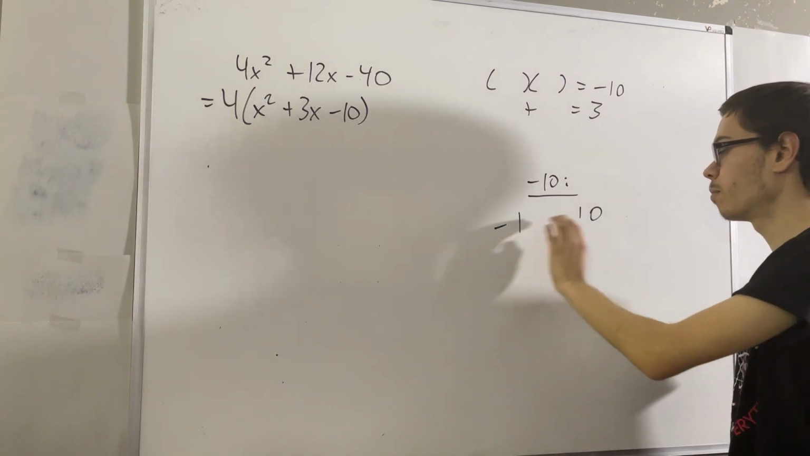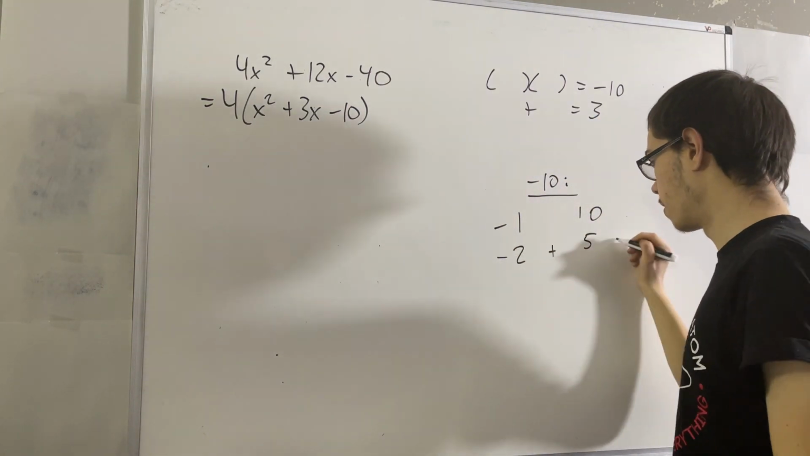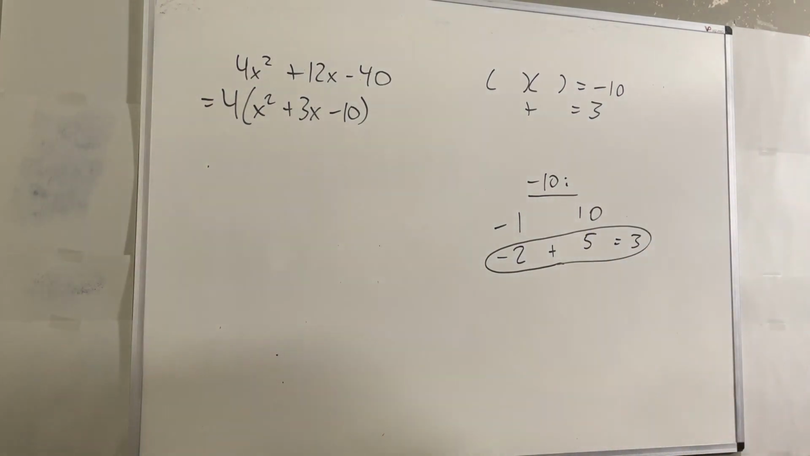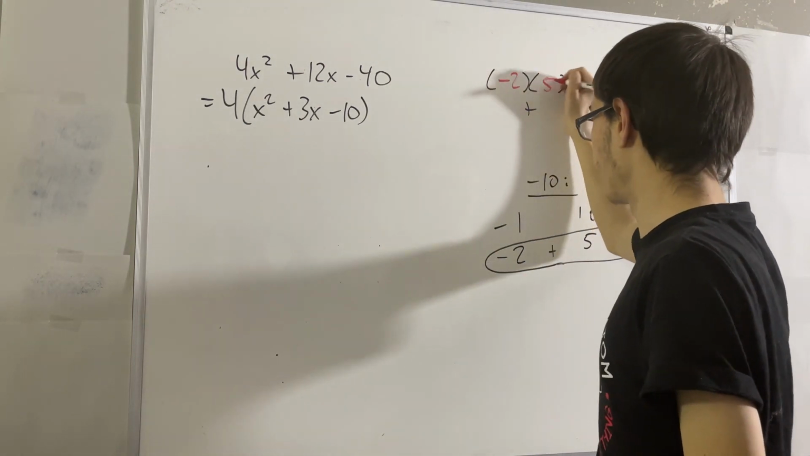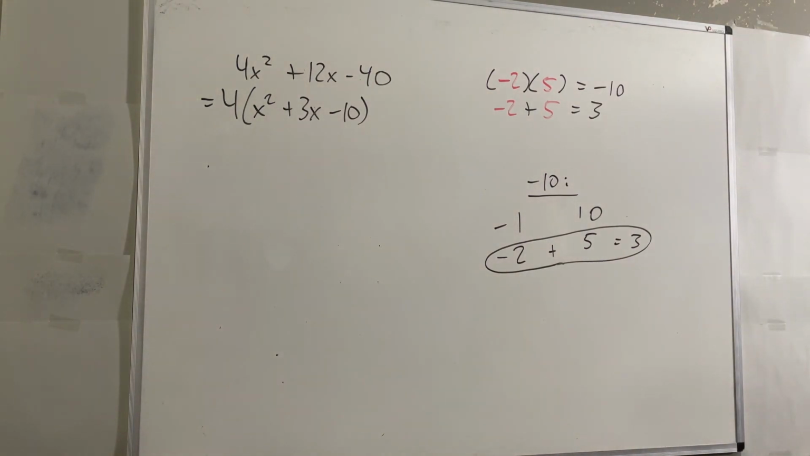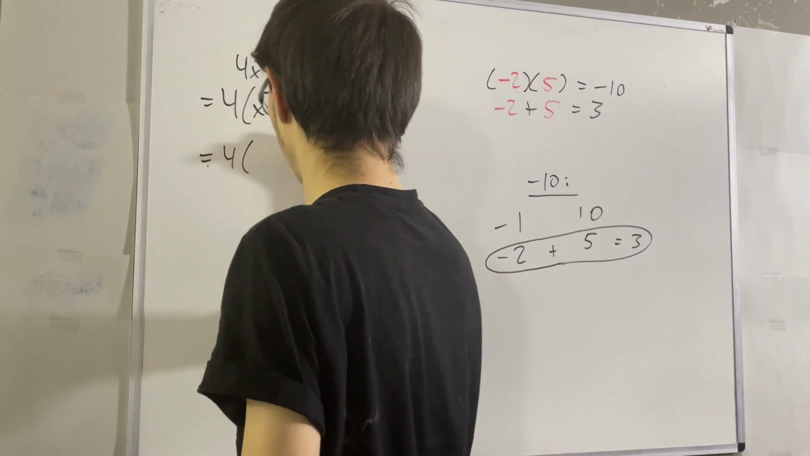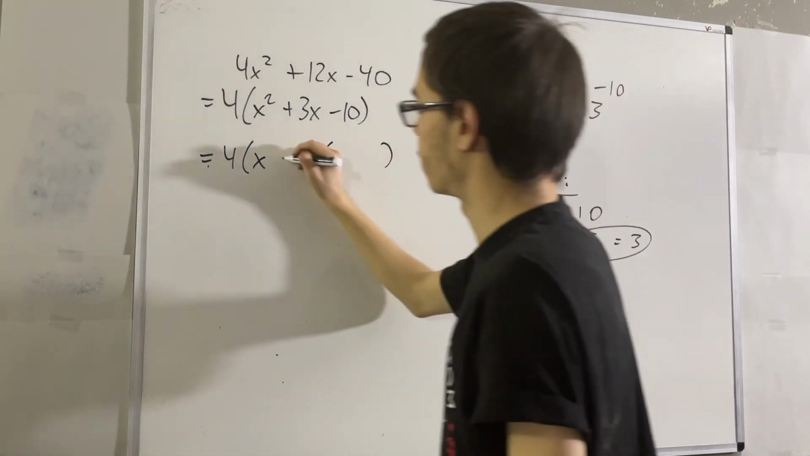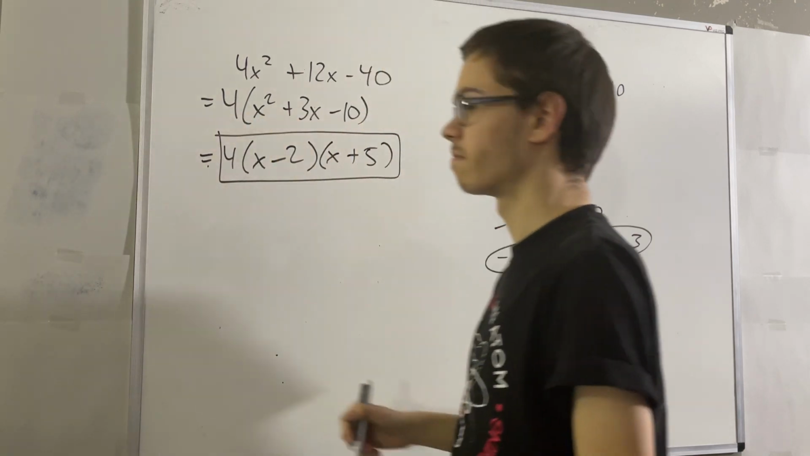Okay, negative 1 plus 10 doesn't equal 3. So if we consider negative 2 and 5, this does add to 3. So this is the pair that we were looking for, negative 2 and 5. Therefore, we choose negative 2 and 5 to be the numbers we were looking for in the first place. Therefore, this becomes, we have x and x, we have minus 2 and plus 5. And so this would be your final answer.